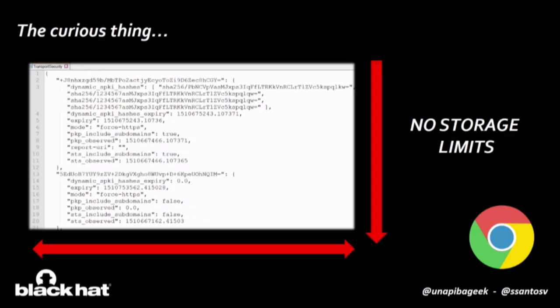And the curious thing about how Chrome uses this storage is that it has no limits at all. No limits on the number of domains, and no limits on the number of pins. Firefox has a limit of 1 kilobyte of pins, which means about 21 pins, he can't remember. But Chrome has no limit at all.